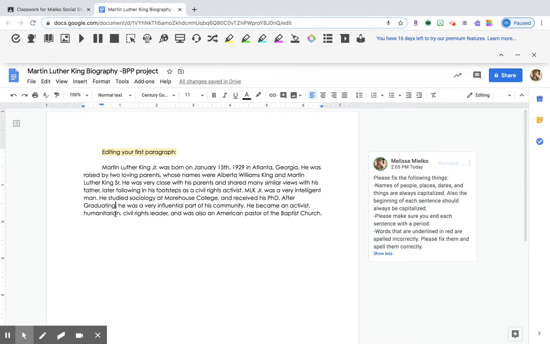Something I noticed about Google Read and Write is that it actually makes capital letters whenever you start typing word or start saying words. So that's the middle of a sentence. I do not want to have that as a capital letter yet, okay? It's in the middle of a sentence, so it does not need to be capitalized. After graduating, he was a very influential part of his community.